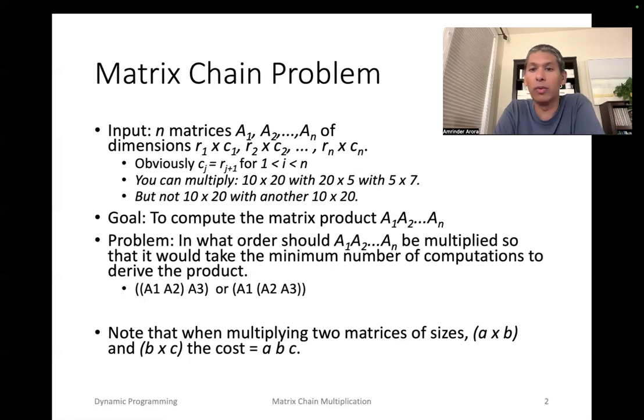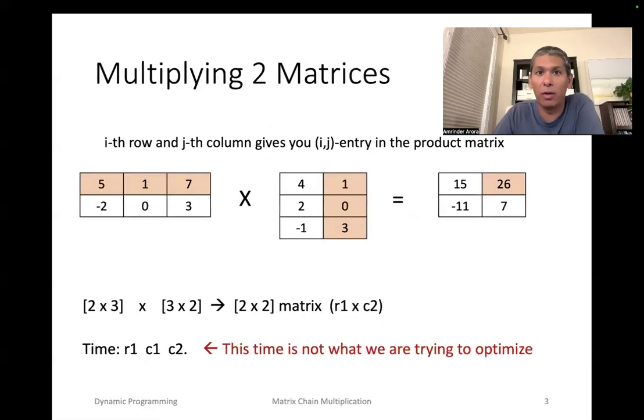In what order should we multiply it so that it takes the minimum number of computations? And the number of computations differ. That's the first observation we will make. Now, when you are multiplying two matrices, let's suppose they're of size A by B, and B by C. So B again has to be the common number, the number of columns and the number of rows in the next one. When we multiply these two matrices, the cost is ABC, and we will review that very shortly as well.